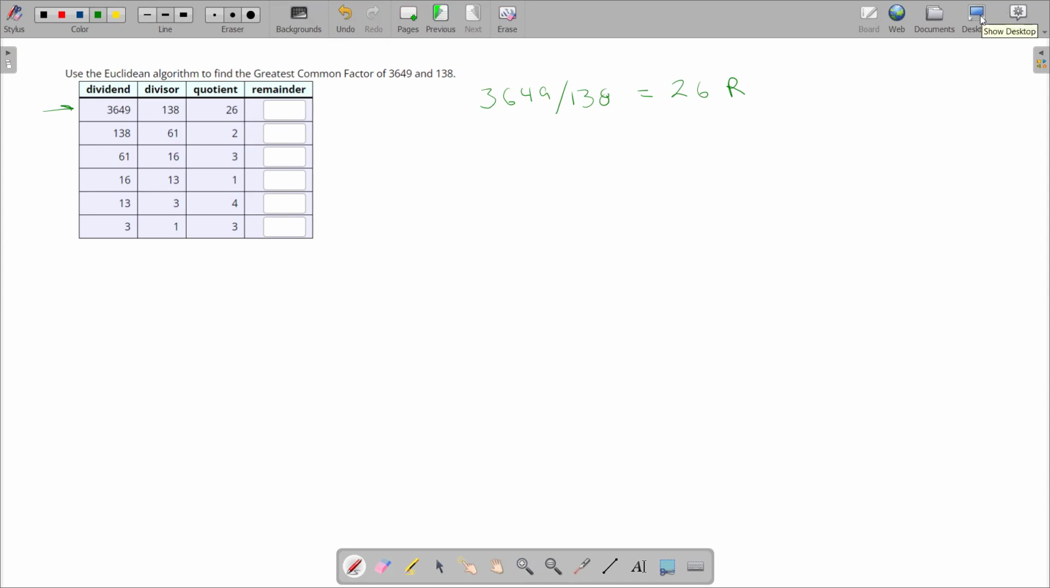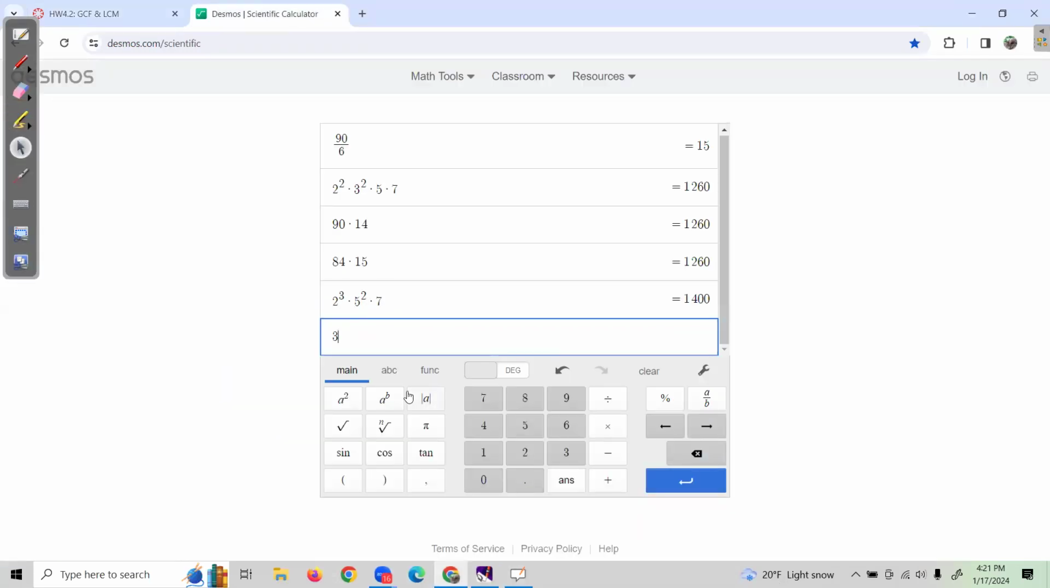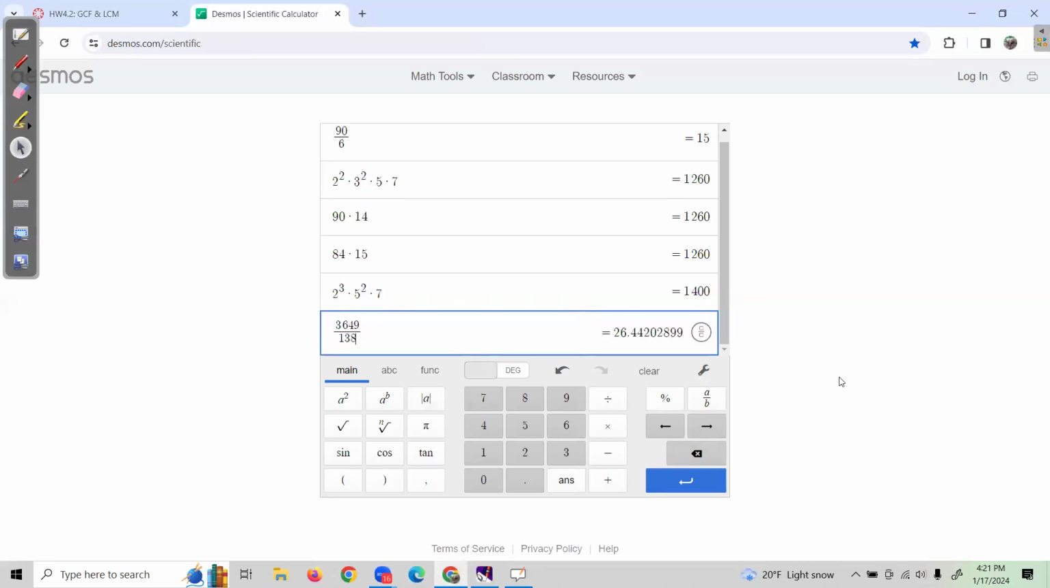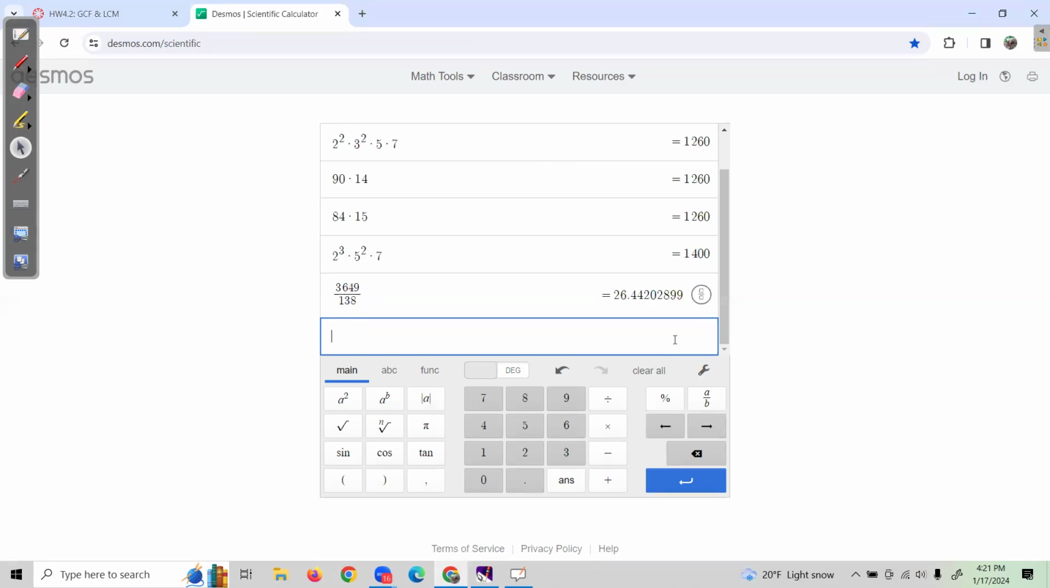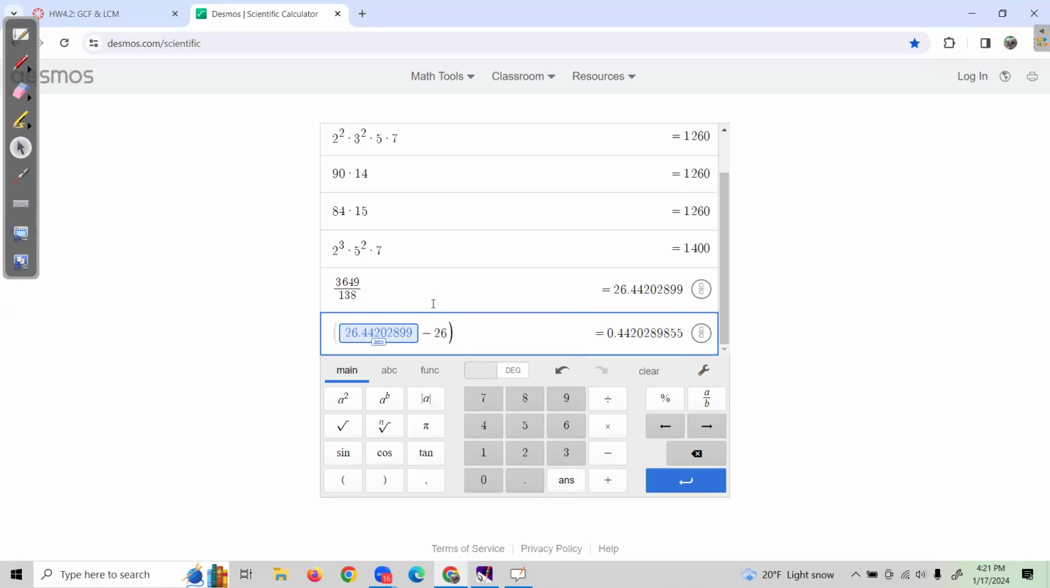How would I do this on a calculator? So 3649 divided by 138. There I can see the 26 times. So the way to figure out the remainder on a calculator is we take that number and subtract from it the 26, because we just want to know what that fraction is. Now, to get that fraction, we divide it by 138. So what I'm going to do on Desmos is go parentheses and multiply by 138. And that says 61 should be the remainder.